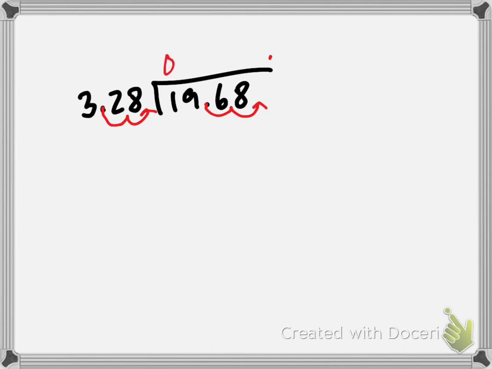328 does not go into 1, does not go into 19, does not go into 196, but I'm going to use my brain and I'm going to use some estimating powers. 3 goes into 19. If I'm looking at that, it goes in a little over 6 times. So let's see. 328 times 6.